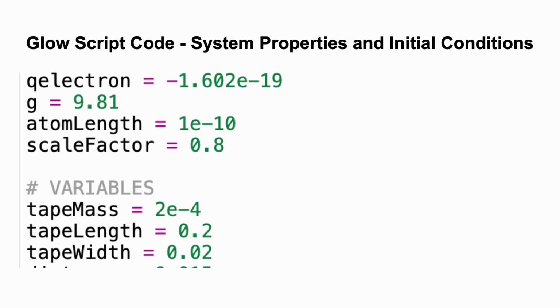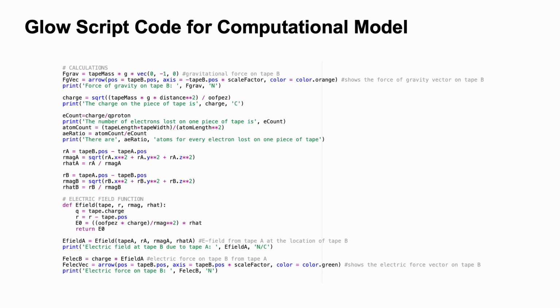Here you can observe the initial conditions in our GlowScript code, which is the charge of an electron, the gravitational constant, the length and dimension of each atom, as well as the tape mass and length and width of each tape. The computational code gives us the force of gravity on the upper tape and the electrostatic repulsion force acting on the upper tape. Those two are equated to each other, and this code also gives us the number of electrons in deficit in each tape.